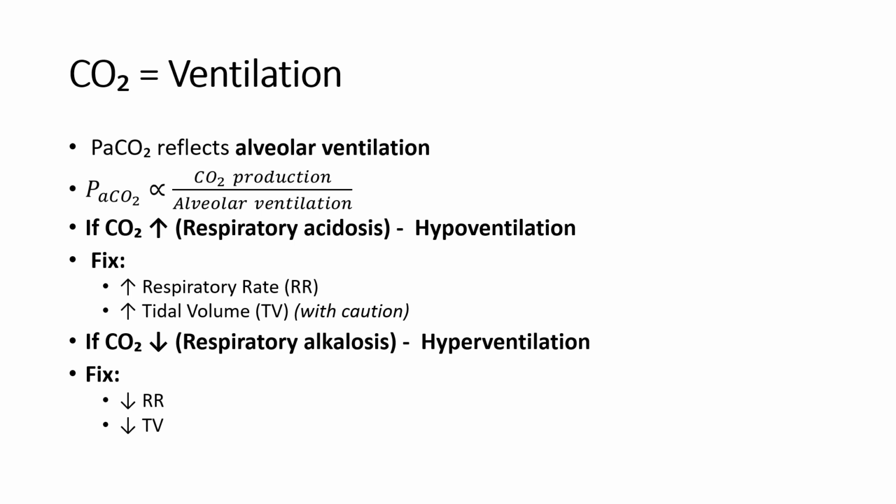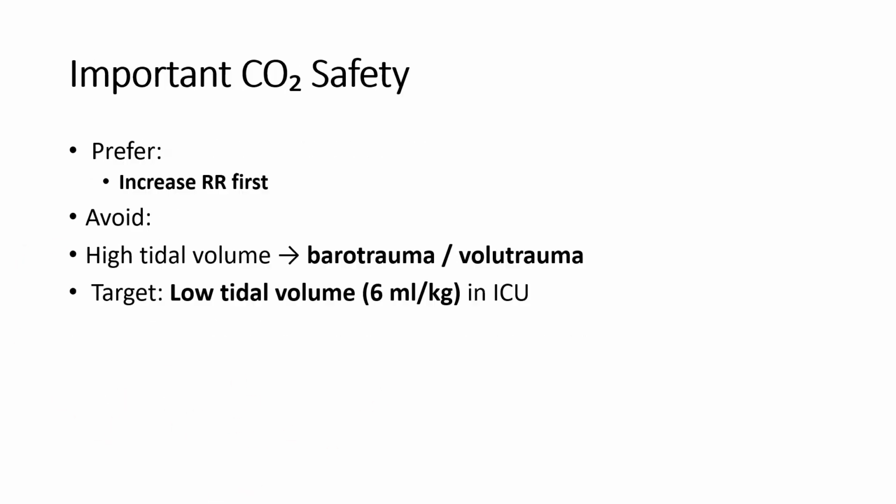So how will you fix it? By either increasing respiratory rate or by increasing tidal volume. However, you cannot increase tidal volume to much more than 6 ml or 7 ml per kg because it will lead to barotrauma. If CO2 is low, that means there is too much washout, so you decrease the respiratory rate and you decrease the tidal volume. Again, when there is an increase in CO2, you increase respiratory rate first because increasing tidal volume can lead to baro or volutrauma.